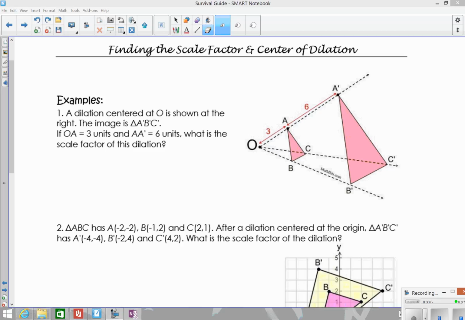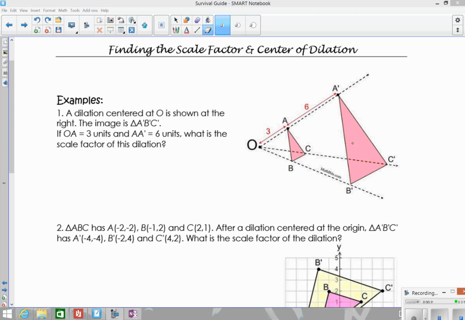In these examples, we're going to look at how to find the scale factor and the center of dilation. So for the first example, it says that we have a dilation centered at O, as shown at the right. The image, triangle A prime, B prime, C prime, is given. If OA is 3 units and OA prime is 9 units, so those are marked in the diagram, what is the scale factor of this dilation?